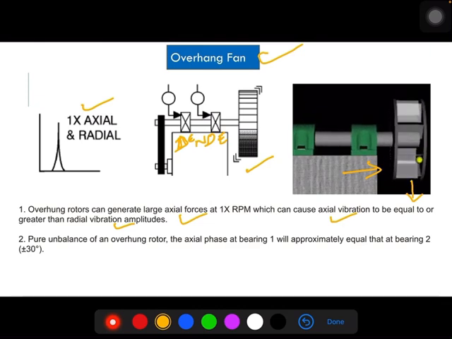And again, for unbalance of an overhang rotor, the axial phase at bearing 1 will be approximately equal to bearing 2, means at both this DE and NDE in axial direction, the phase is almost the same.